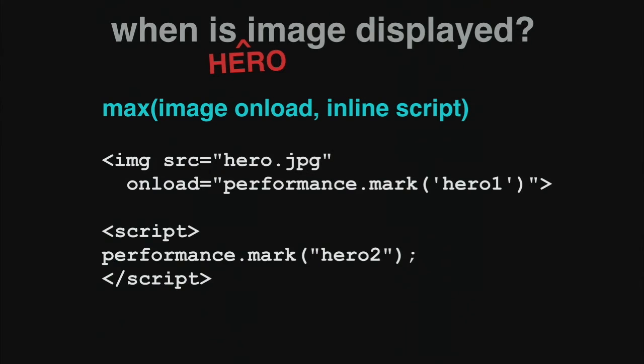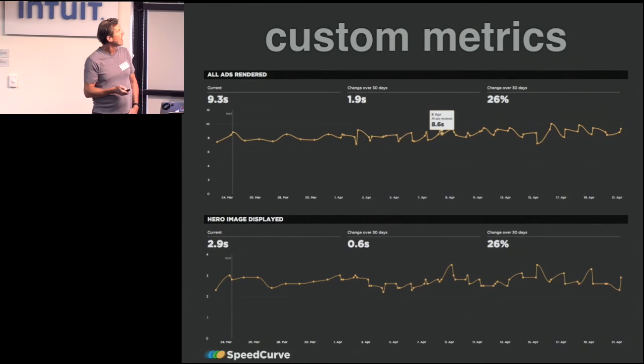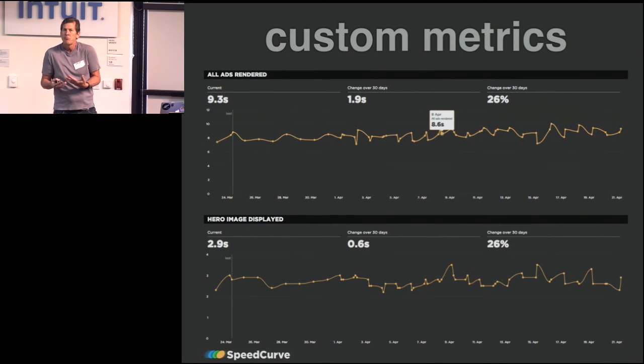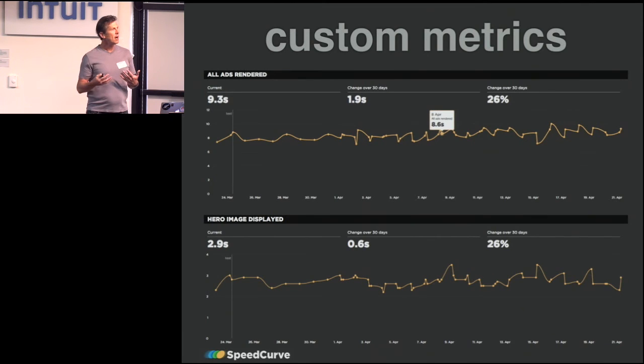I prefer that one. So we now know how we can write a custom metric, a mark, to accurately measure when images are rendered to the screen. We just have to take the max of the image onload technique and the inline script technique. So you add 2 marks to your page, take the maximum of those 2. And like I said, most performance monitoring services will visualize these user timing marks and measures in their UIs without you doing any extra work.